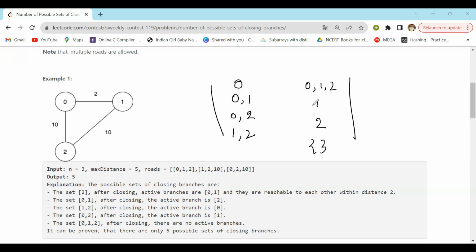So let's consider this set 0. If we have only one element 0, only one branch, in any case, if we have one branch, then distance between that branch to all other branches is 0 because we don't have any other branch. So all these are acceptable, right? Which one?